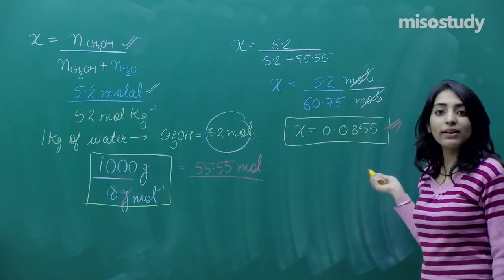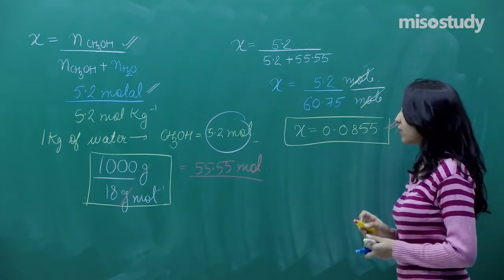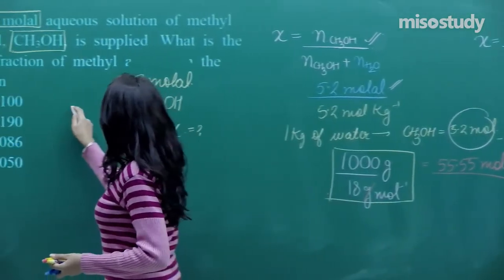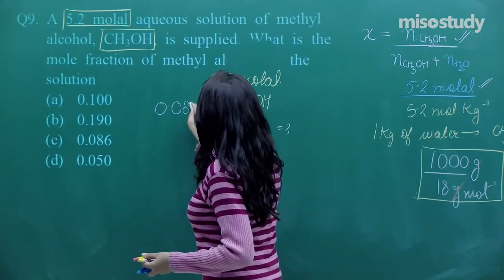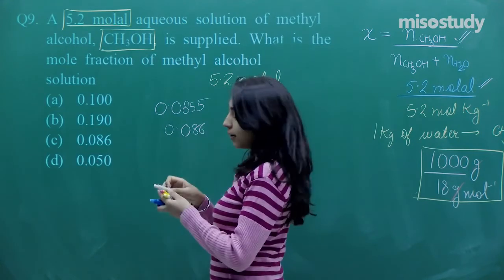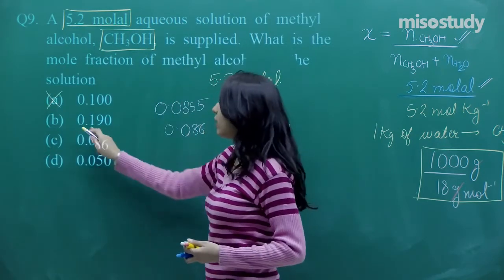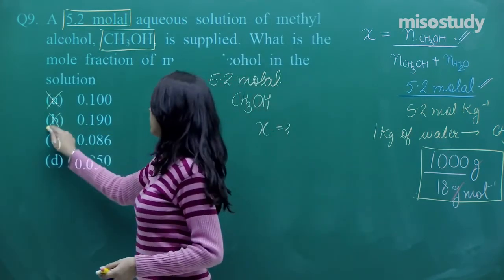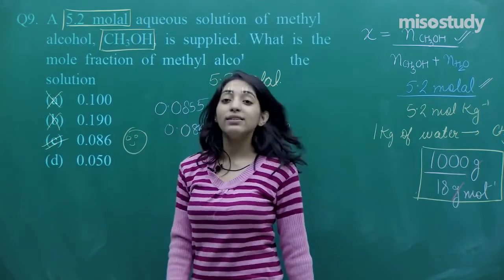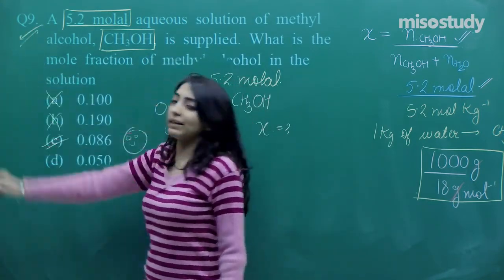I am very intelligent, so I did the calculation in my mind, right? But you people should do the calculation and cross check if it is correct or not. Let me see if any option is there like that. So answer was 0.0855, right? So can I write it to be 0.086? Let's see the option. 0.1, no, not this much approximation. 0.19, no. 0.086, awesome. Okay, so we have got option number C as the correct option for question number 9.